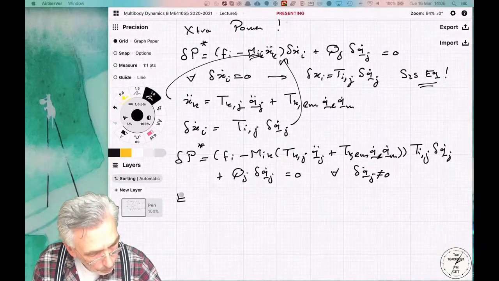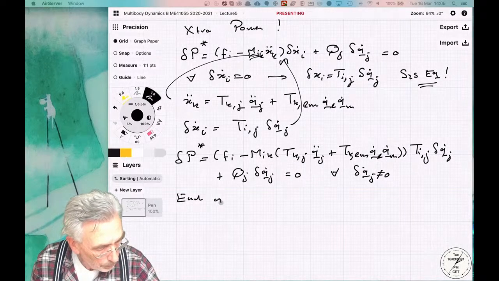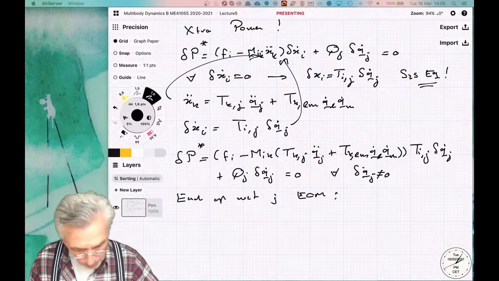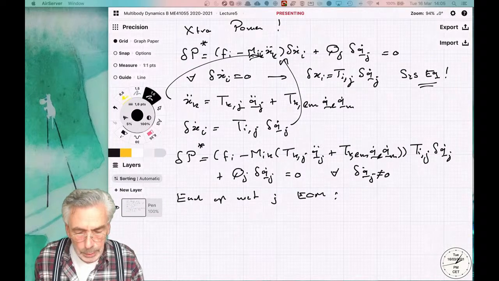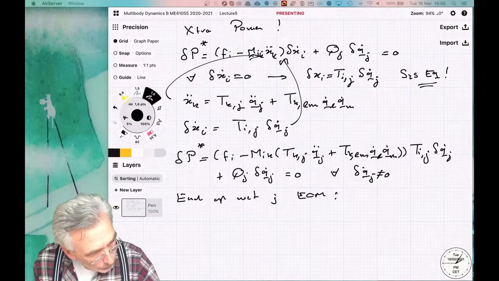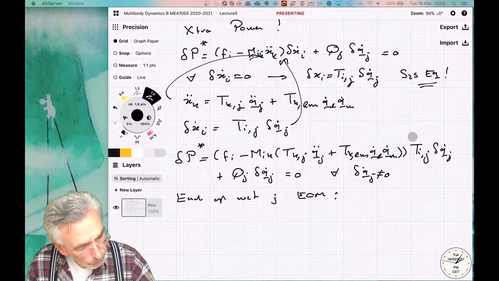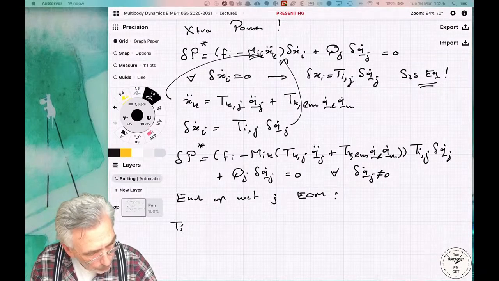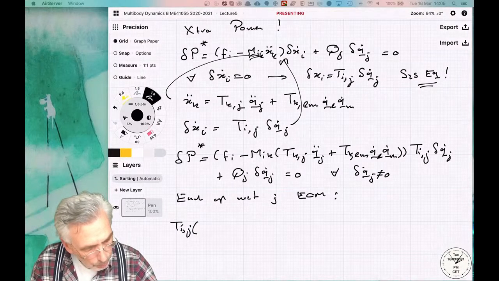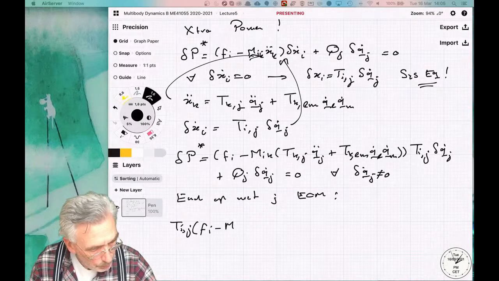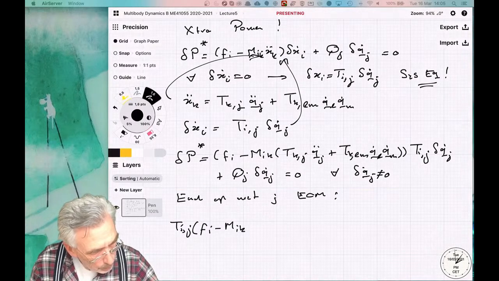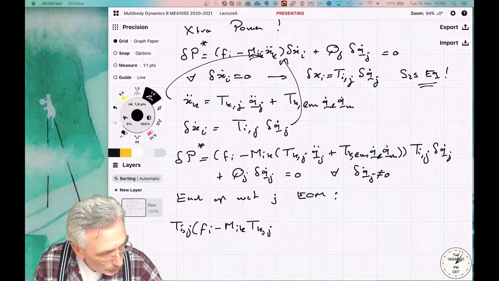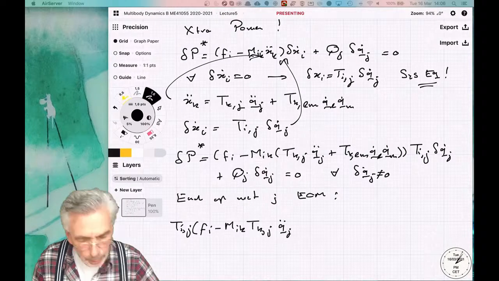So you end up with J equations of motion. And how do they look like, these J equations of motion? Well, I'm going to reorder a little bit. So I'm going to put this in front of this expression. So I'm going to start with it Tij times, then we have the applied forces, minus, we have this Mik, and I'm going to just do the multiplication Tkj q double dot j, yeah.